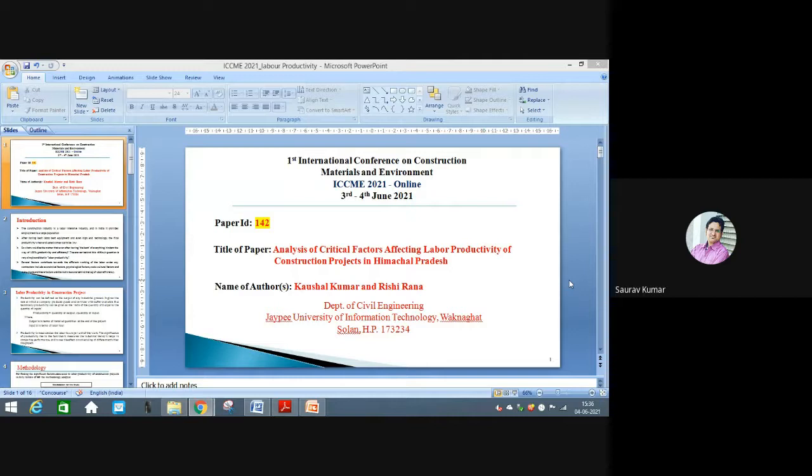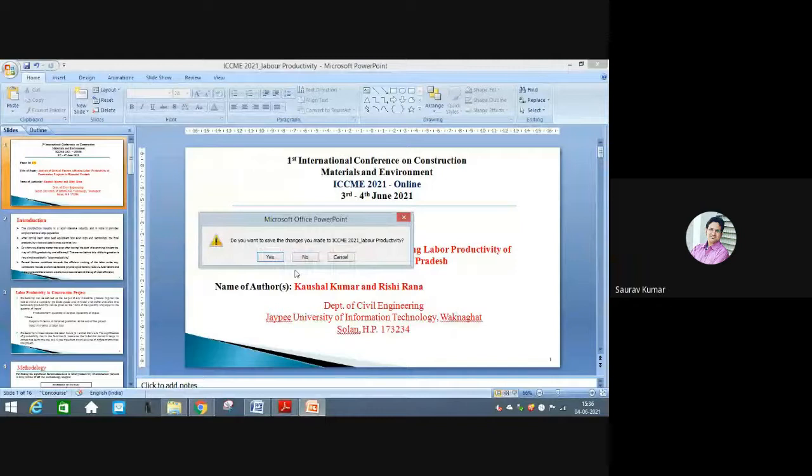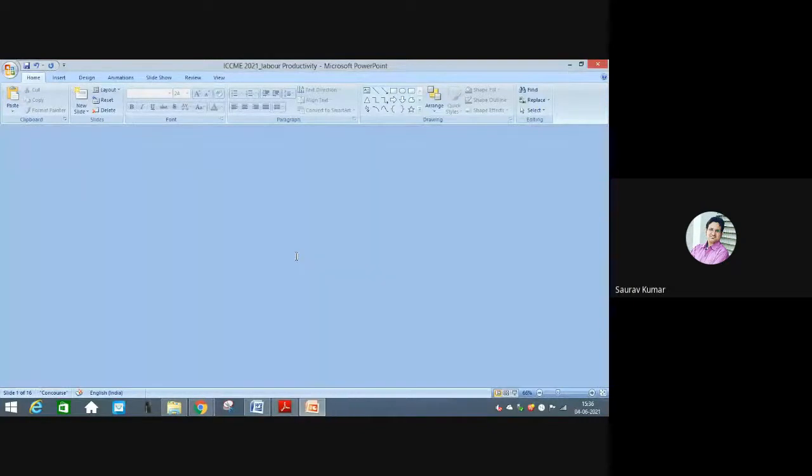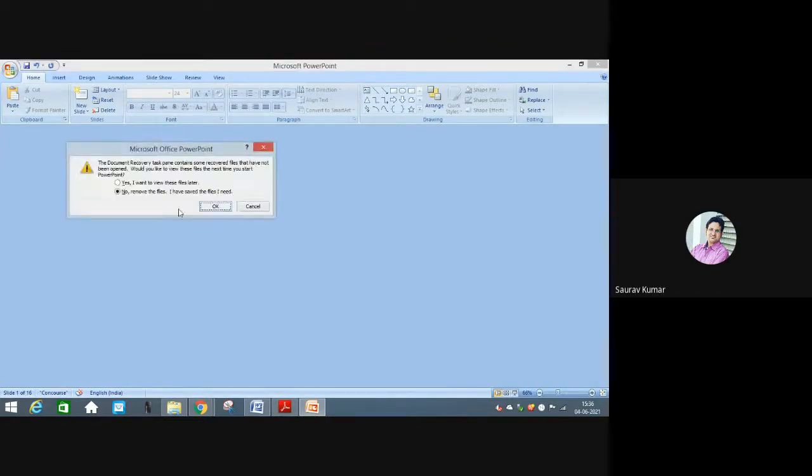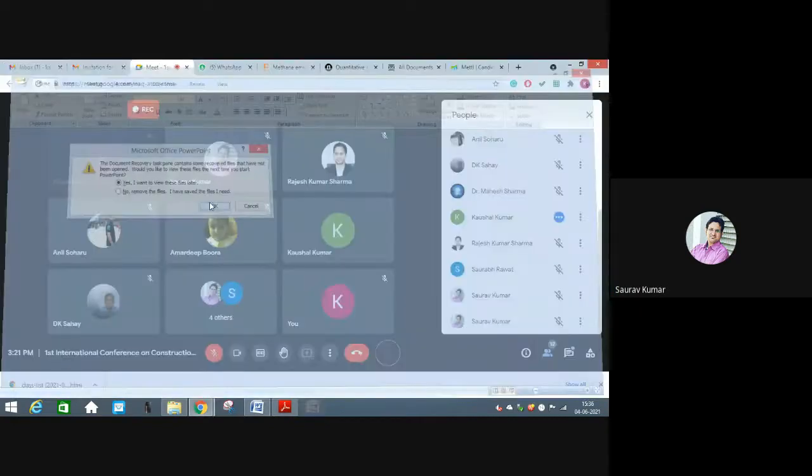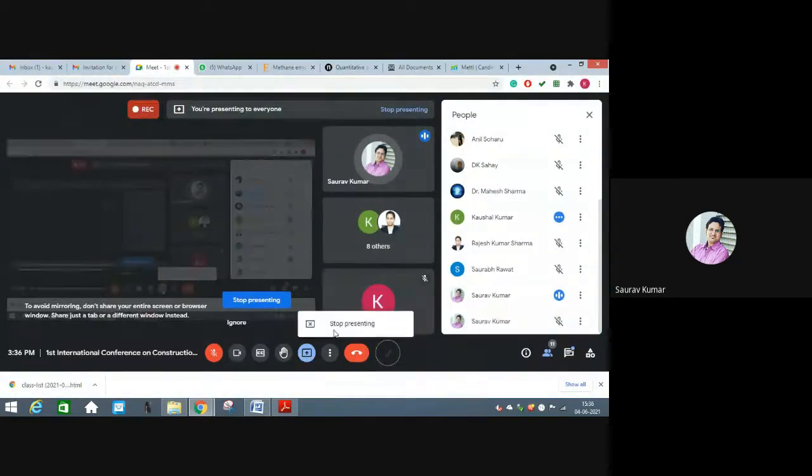Just one announcement is to be made: the participants from all the tracks and all the sessions are requested to join the valedictory function from 5 p.m. The link has been shared in the Google Meet chat box. Otherwise, you can also download it from the mail which you have received. In that valedictory function, the best paper award will be declared. So please join by 4:55 p.m., so that we can conclude our 2-day international conference smoothly.